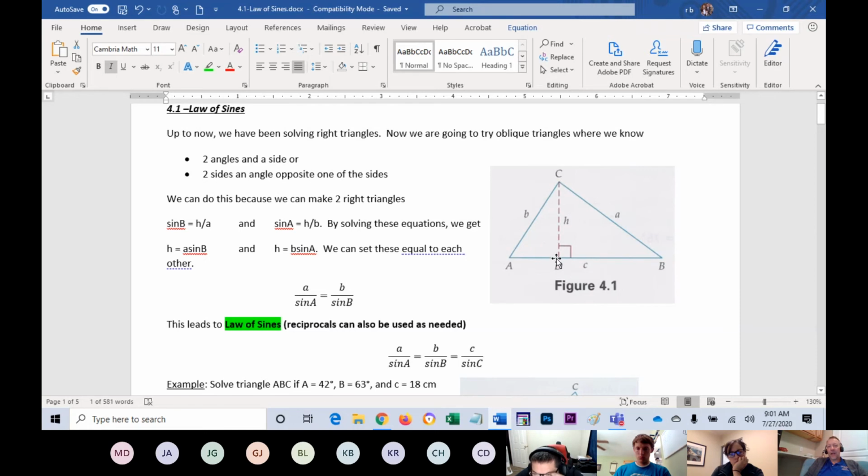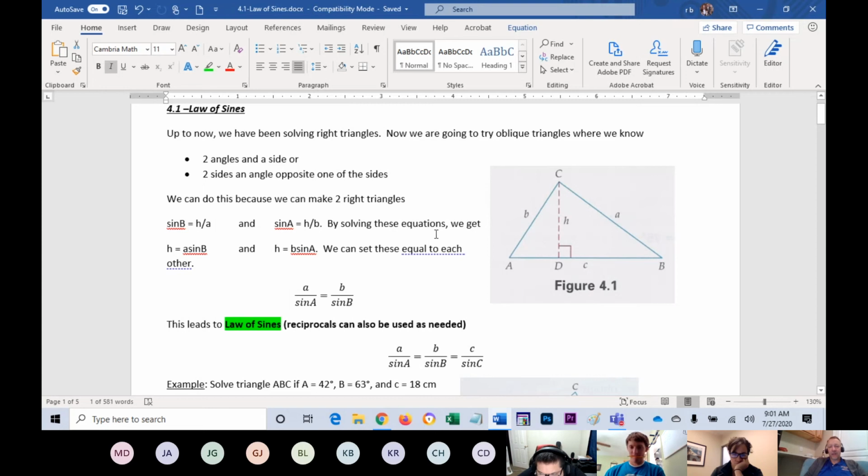So if we're trying to find the height here, so if I've got the sine of B, that's going to be the opposite over the hypotenuse. Okay, this is your height h divided by your hypotenuse. Well, this same h also, instead of using angle B, I can also use angle A. So the sine of angle A is going to equal your height divided by this hypotenuse, because this is also a right triangle here, okay?